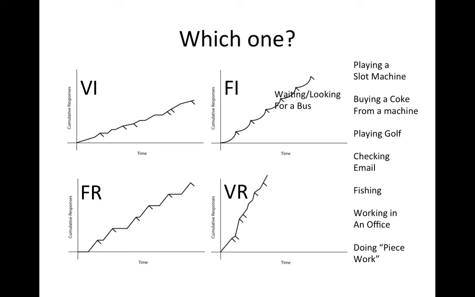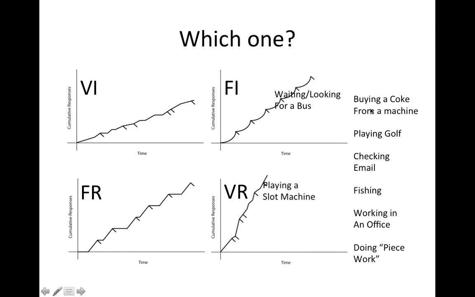Playing a slot machine, well, you all know that's an example of a schedule in which it's randomly reinforced, but you have to play. So there's a response. A number of responses is required, and it's variable. Yes, it's a variable ratio schedule.